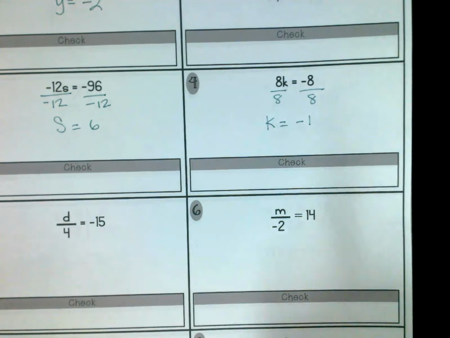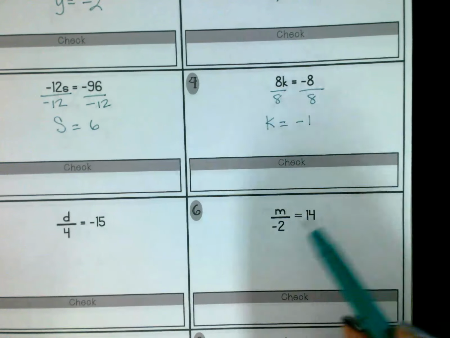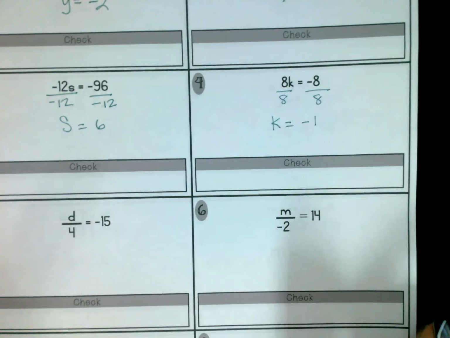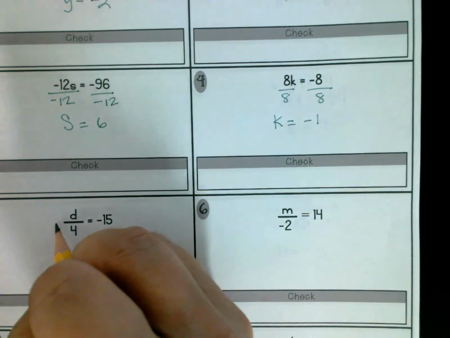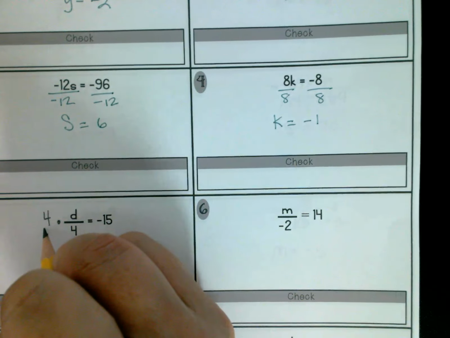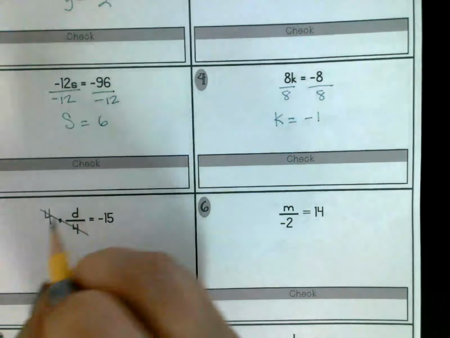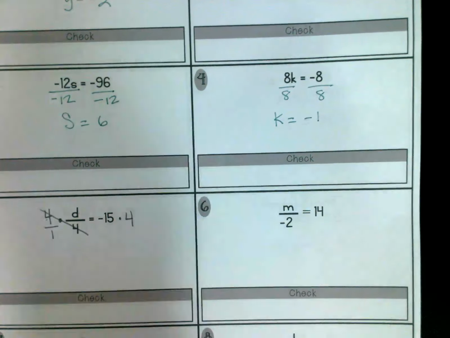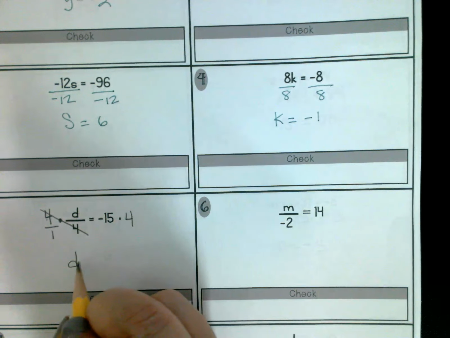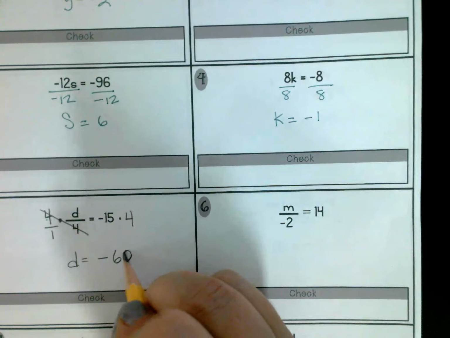When our variable is part of the fraction, like either in the numerator or the denominator, that is a division problem. To undo the division, we are going to multiply by the reciprocal. So 4, we could do top times top, we would reduce. Negative times positive is negative. 15 times 4 is 60.